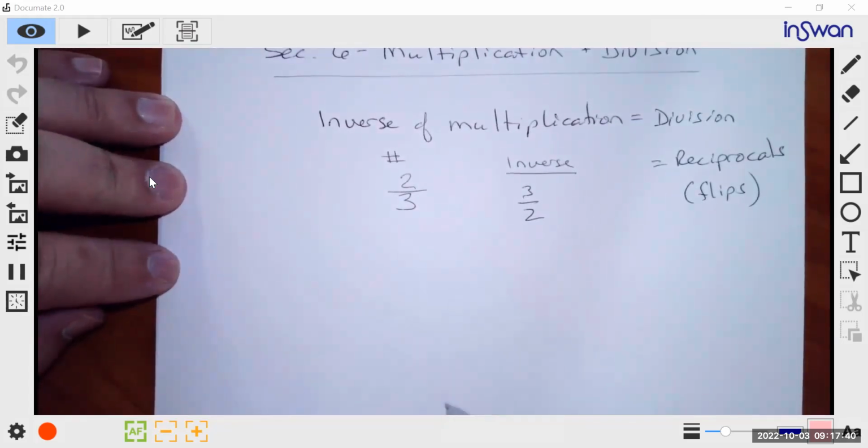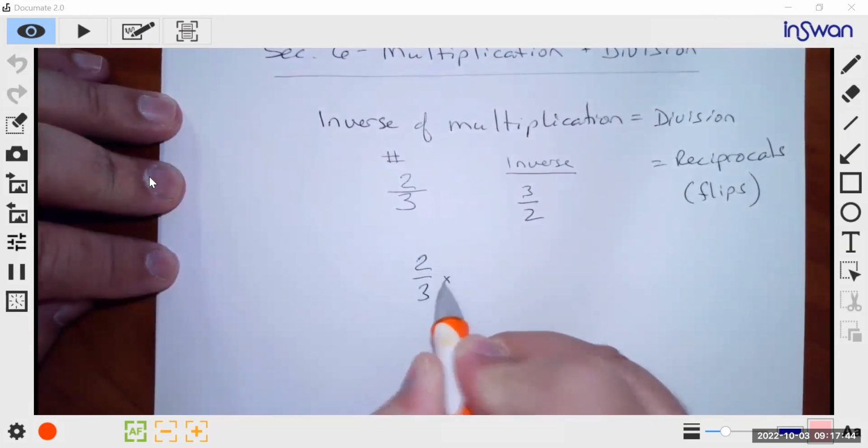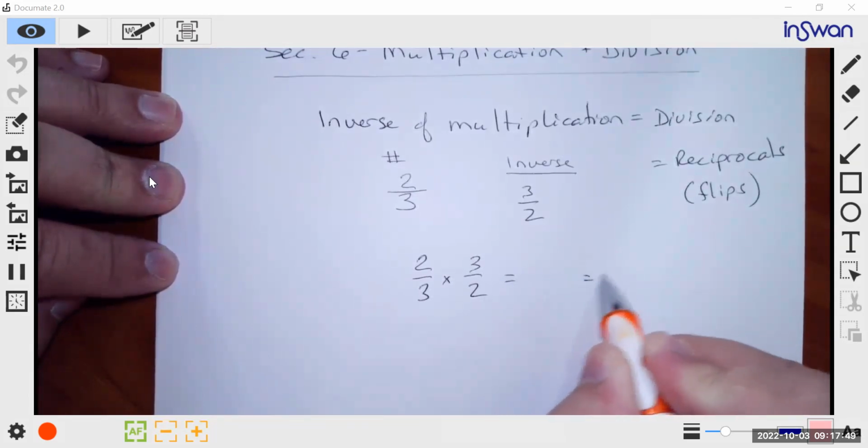Now, how do you know they're inverses of each other? If you multiply them, they always equal 1.